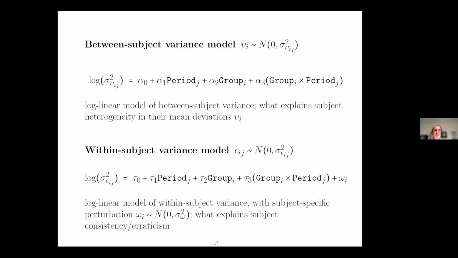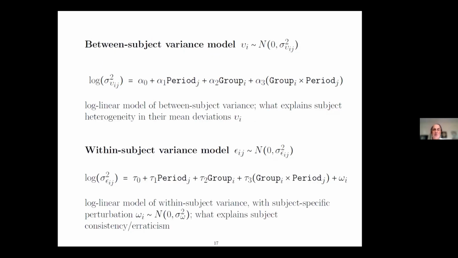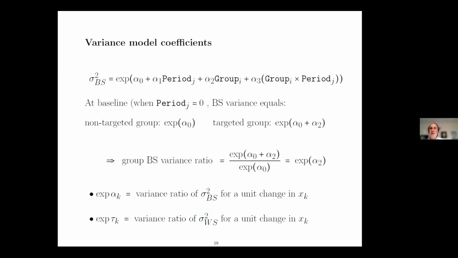All right, so that's this slide here, slide 16, a very classic linear mixed model. Again, what we're adding to it is what's on slide 17, which additionally models the between and the within subject variances. Now, let me say a little bit about the coefficients we get from the variance model, to try to give a more concrete interpretation of it.